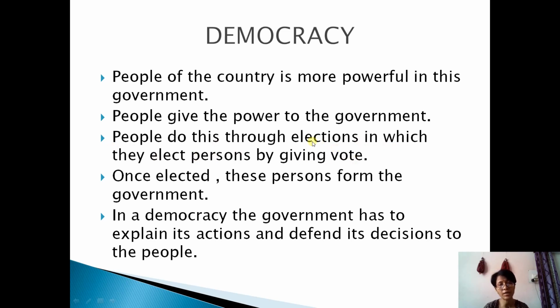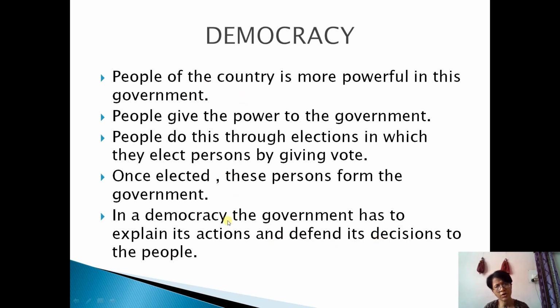Elections happen every 5 years, and in this election suitable candidates are selected who can become the ministers later on. Once elected, these persons form the government. So only elected persons can form the government. In a democracy, the government has to explain its actions and defend its decisions to the people. So anytime the government takes any decision or wants to take some action, they have to explain it to the common people and defend its decisions.